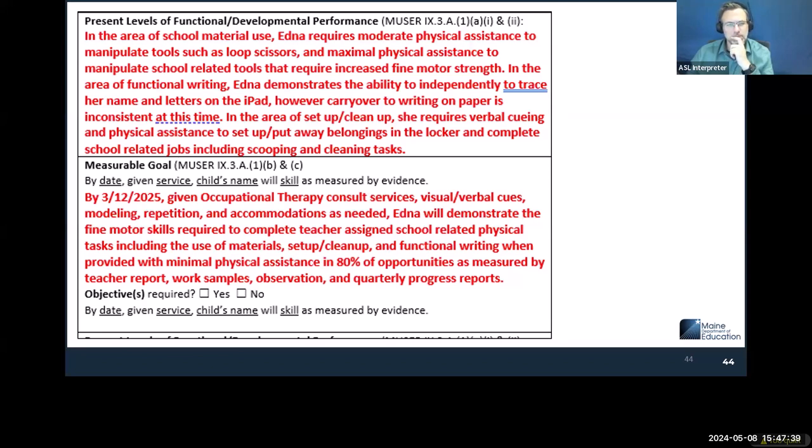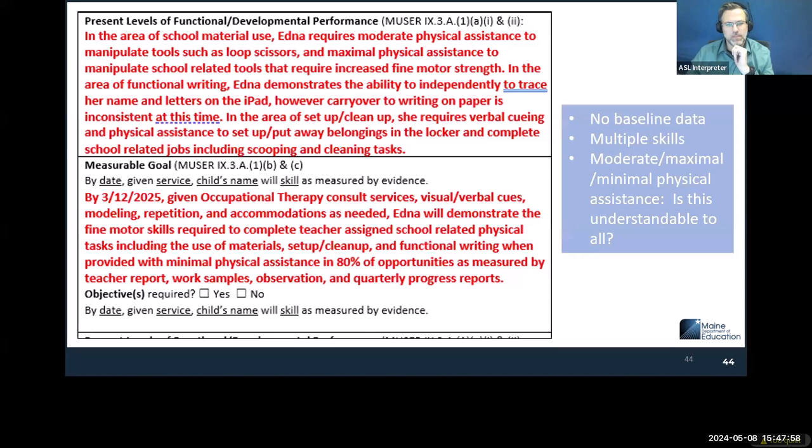I would also say things like moderate physical assistance and minimal physical assistance are subjective. Right, let's see what I had on here. The baseline data, multiple skills, the physical assistance. Is that understandable to all, that moderate, maximal, minimal physical assistance? All right, I think this next one is the last one.